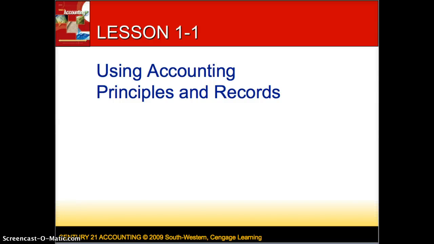This is Lecture 1-1. This is Using Accounting Principles and Records. This is found on page 6 of your book.